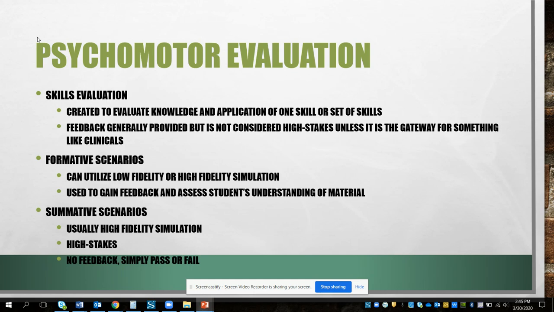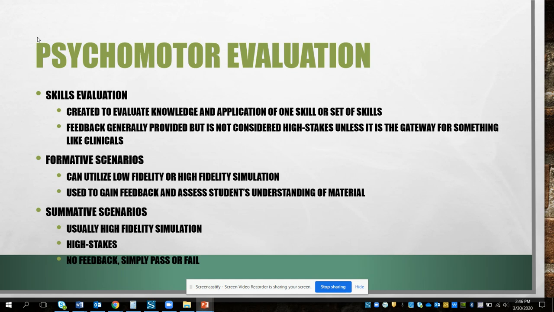Now, formative scenarios, these can utilize low fidelity or high fidelity simulation mannequins. Low fidelity meaning that it is a mannequin, but it doesn't walk, talk, move, blink, breathe, do anything like that. The high fidelity simulation does do those things, so it can breathe on its own or potentially create a cardiac rhythm. Those are higher fidelity. Now, either one of these can be used to gain feedback and assess the student's understanding of material, remembering that here in the formative portion, we're trying to give feedback to increase learning and increase the student's ability to adapt and overcome things at this point. This isn't the final. This isn't the end.